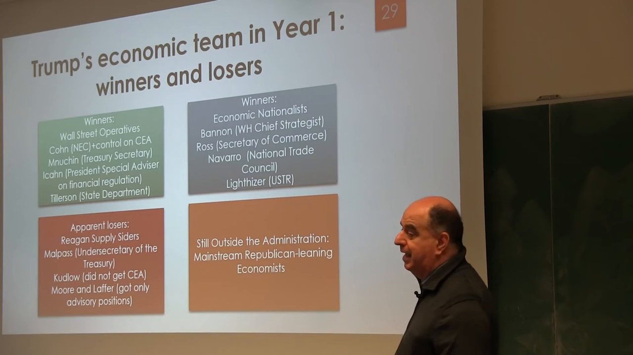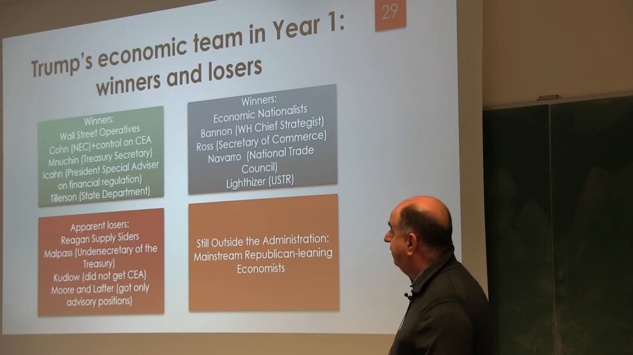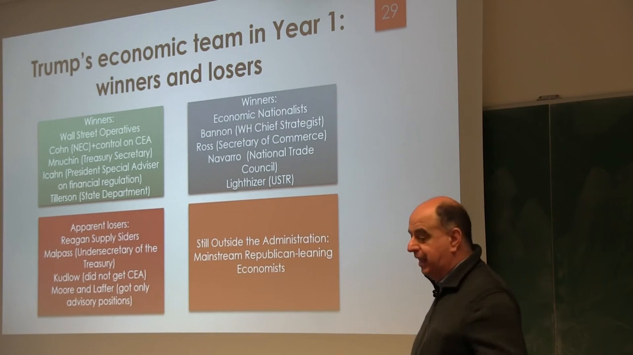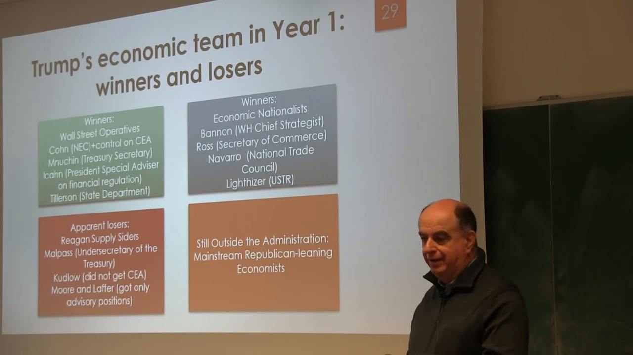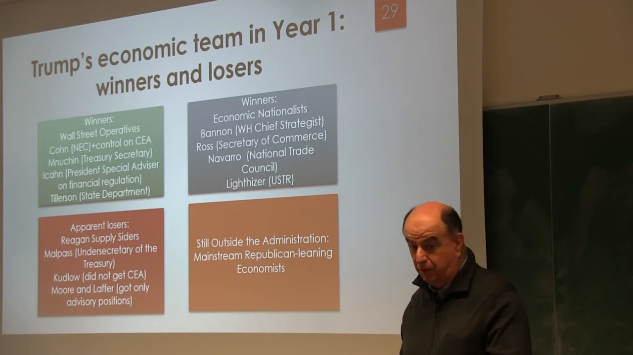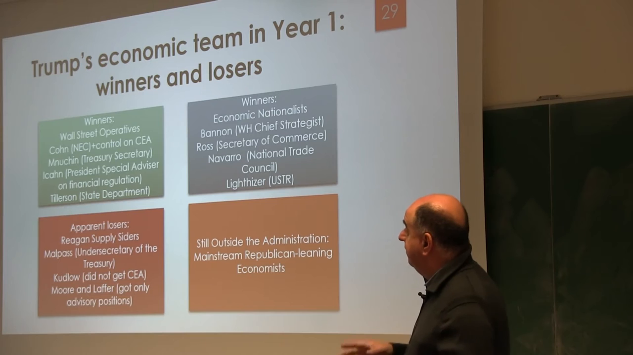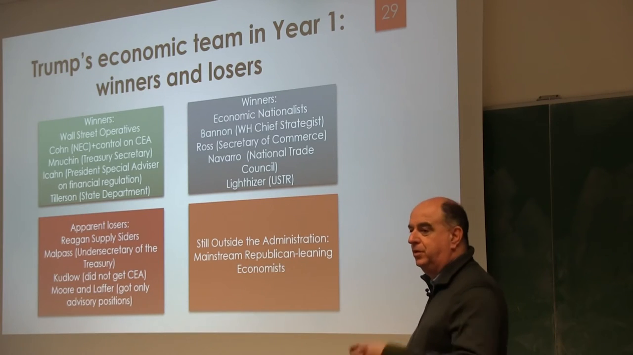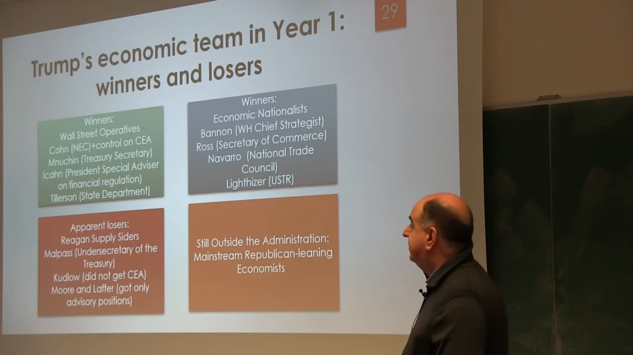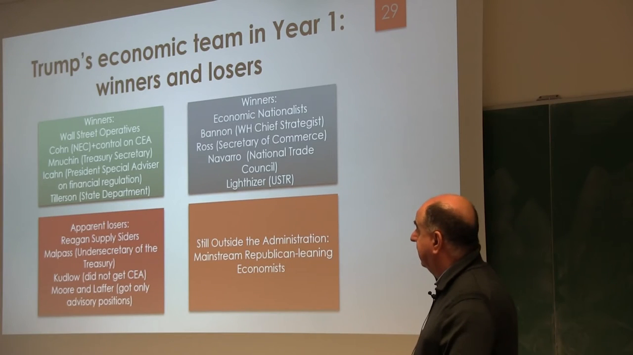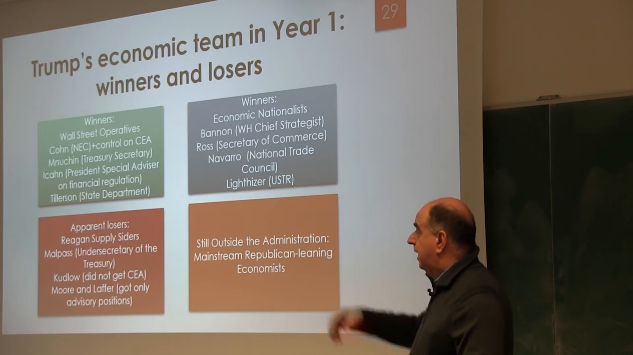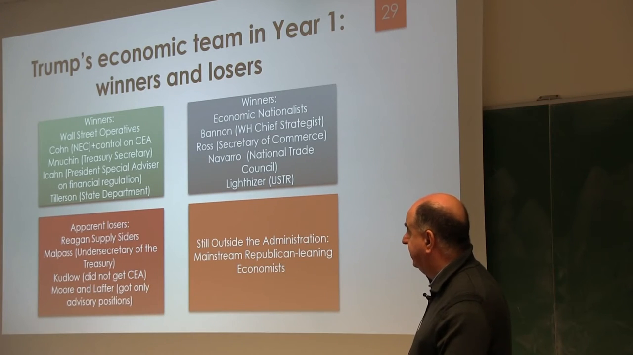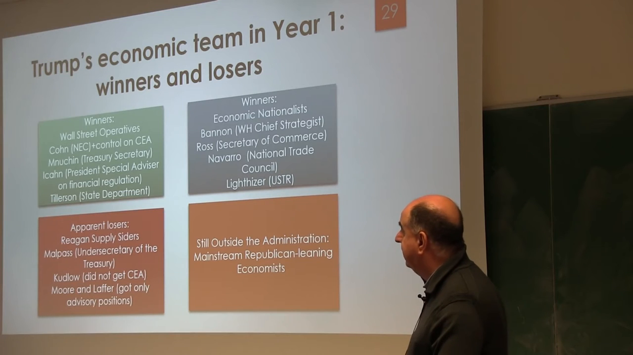Gary Cohn became the chairman of the National Economic Council, which is the key structure inside the White House to coordinate economic policy. And it also was able to control the Council of Economic Advisers that was independent before Trump and then now is under the National Economic Council. Steve Mnuchin, who was a successful businessman, became Treasury Secretary.